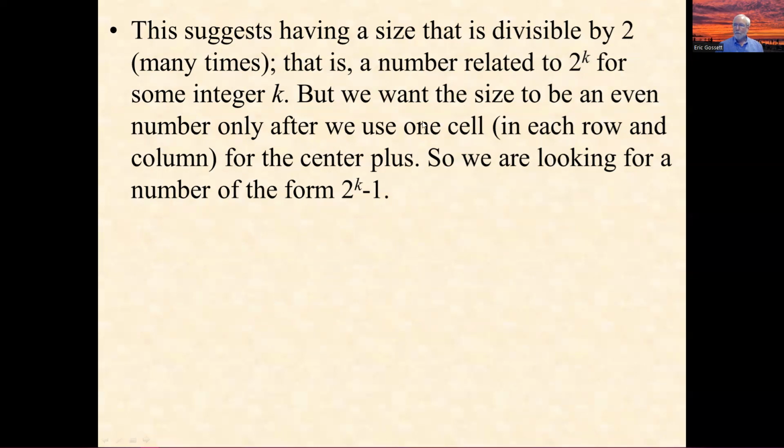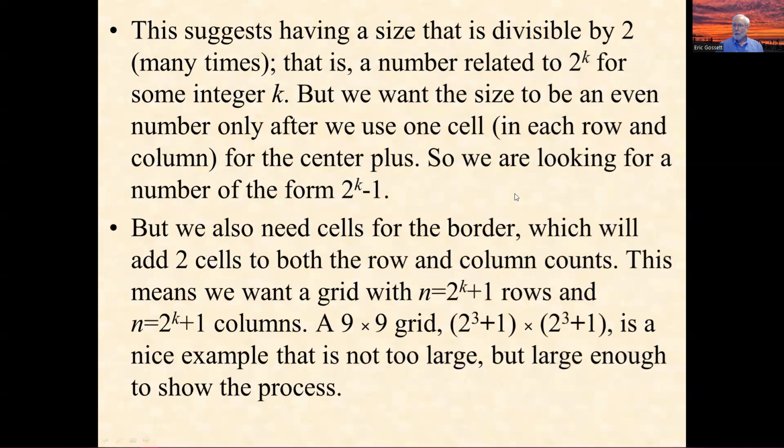But we do the division only after we color in a plus sign. And so that uses up 1 cell in each row and in each column. So instead of starting with an even number of cells, we want to start with an odd number, which we can express as 2 to the k minus 1. But we also needed some cells for the border. The border cells use up 2 cells for each row and 2 cells in each column.